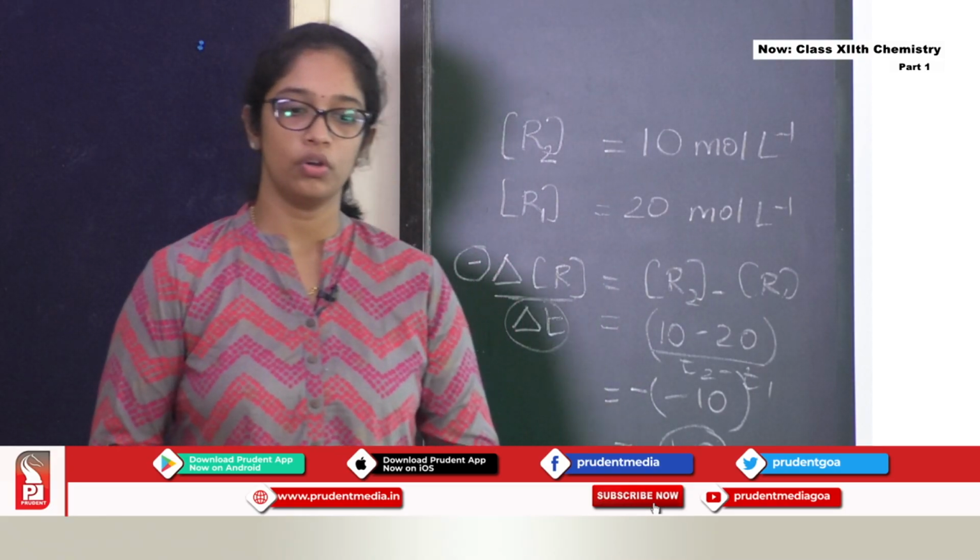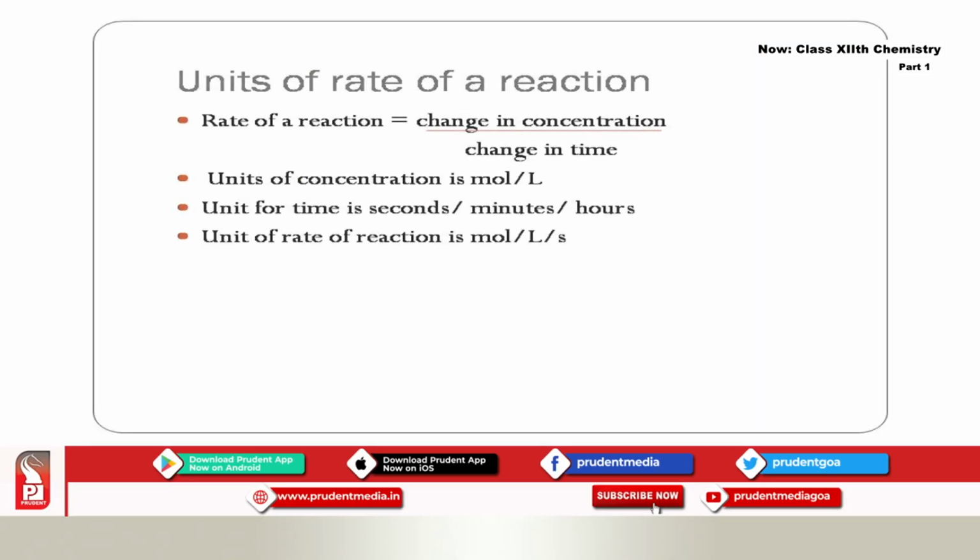Now what are the units for rate of a reaction? We've seen that rate of a reaction is basically change in concentration upon change in time. So if you're going to take moles per liter for concentration, then the unit of time can be taken in seconds, minutes, or hours. And therefore the unit of the rate of reaction is going to be change in concentration, which could be moles per liter, upon change in time, either seconds, minutes or hours. The total unit is going to be mole per liter per second.